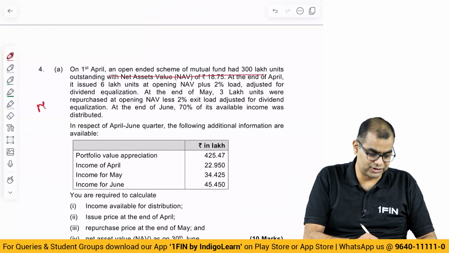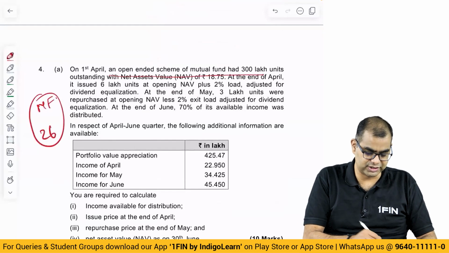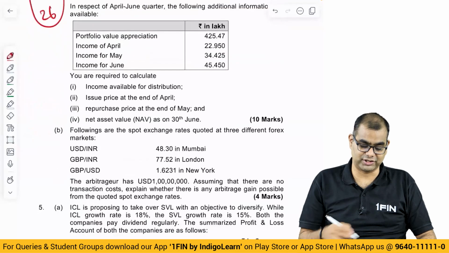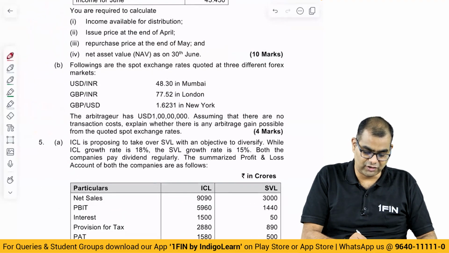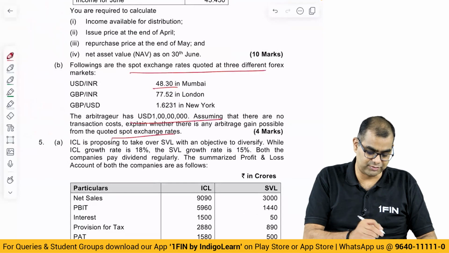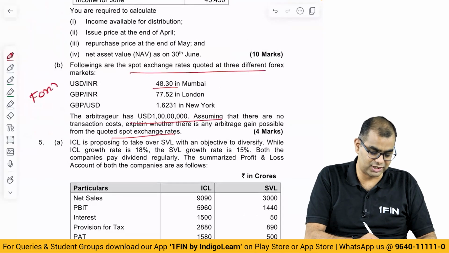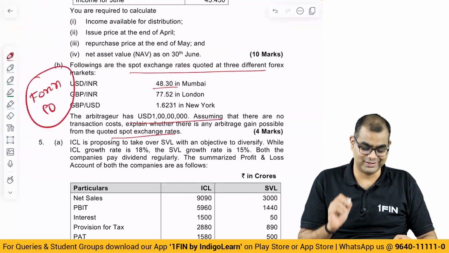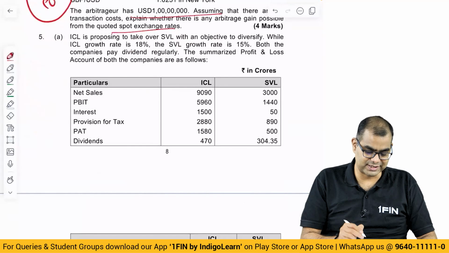Now this is also the mutual fund chapter, straight away question number 26. There's no change in data points, everything is the same. Then following are spot exchange rates at different forex markets, arbitrage is so and so, is arbitrage gain possible? This is the forex chapter, question number 10 from our material, P600 plus.